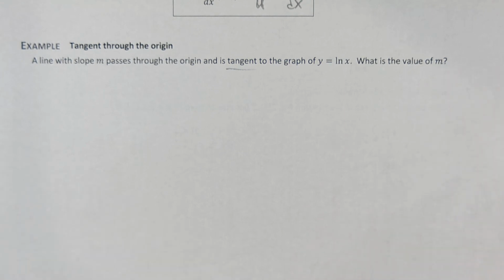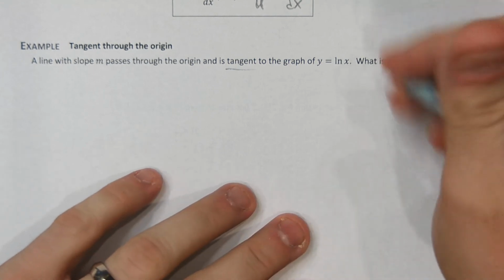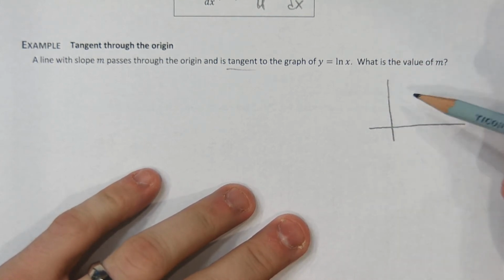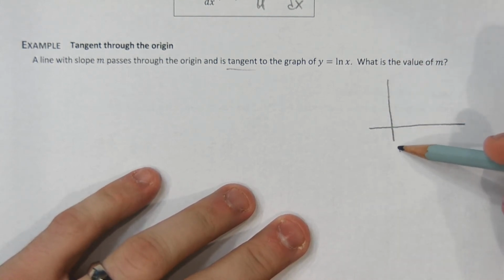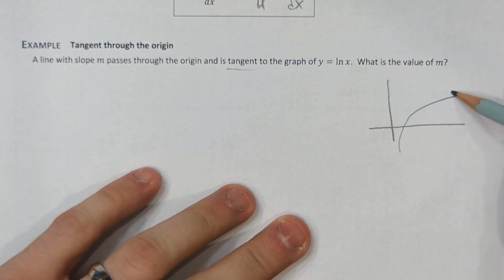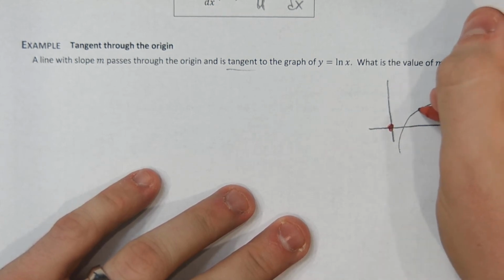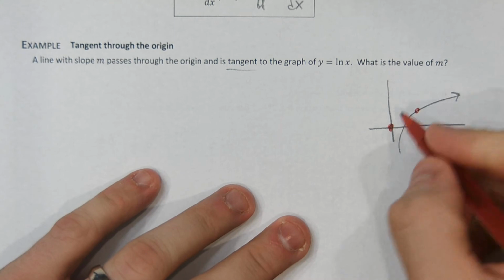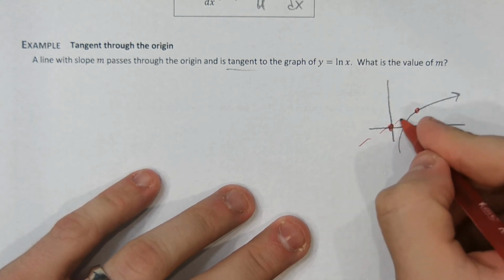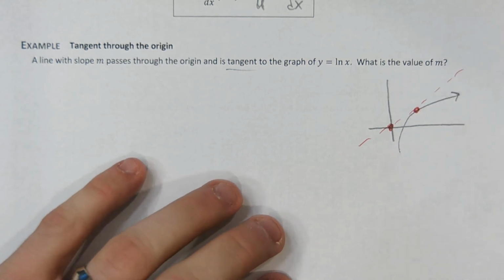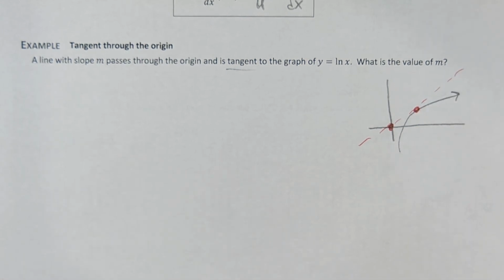Just so you have a picture in your mind of what's going on, picture not drawn to scale, of course. The ln graph looks something like this. And then there's a tangent line that is going through this point, and let's just say it's right there, and it's doing this. We want to know, what is the slope of that red dotted line?